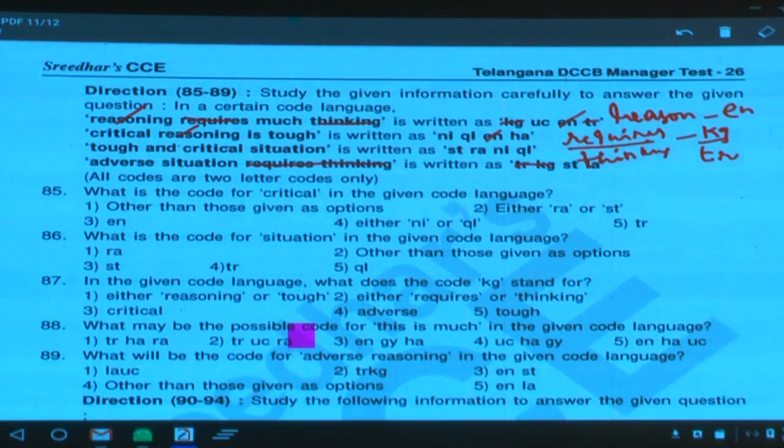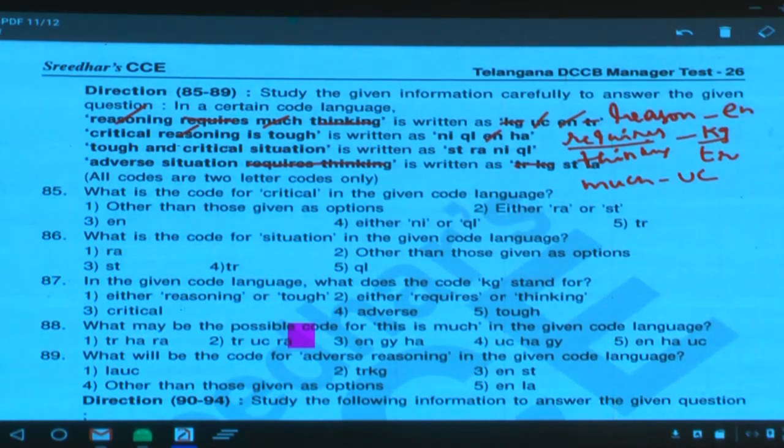Then what happened to the first one here? In the first statement only one word is left over, that is much, and only one code, UC, is left over. Hence the code for the word much is UC. Much is UC.